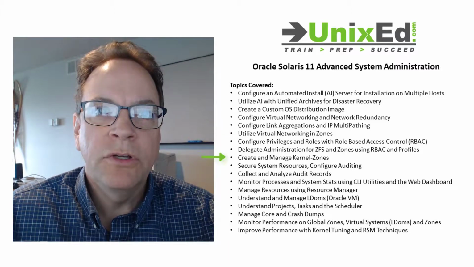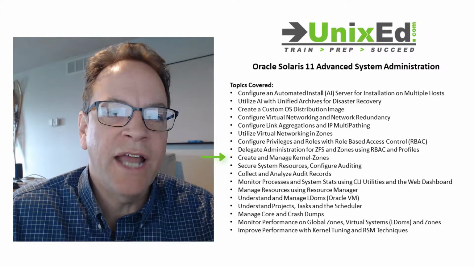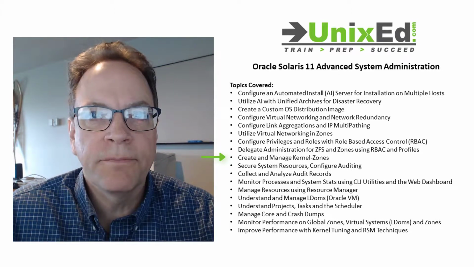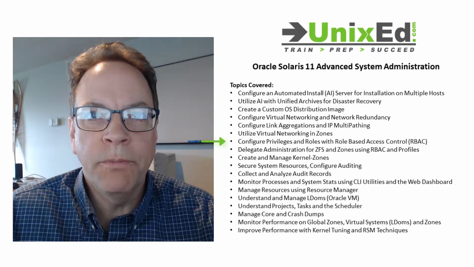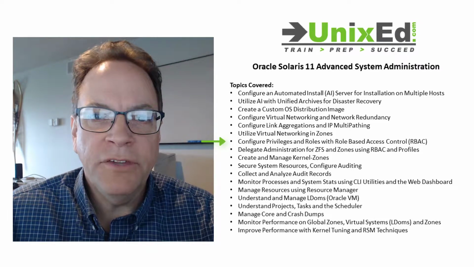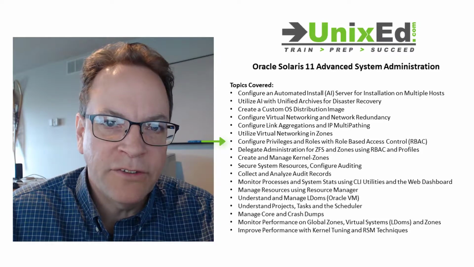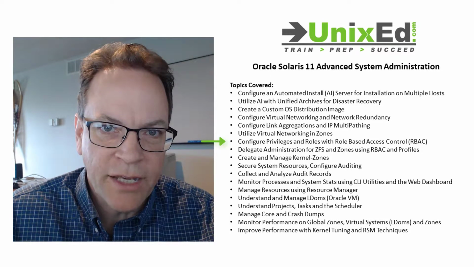And then I'll go through kernel zones, how to configure and manage kernel zones. We've already covered non-global zones in the first class. And then we'll move on to the role-based access control, RBAC. Now this is an area that a lot of sysadmins don't use. I realize that because they don't understand it.